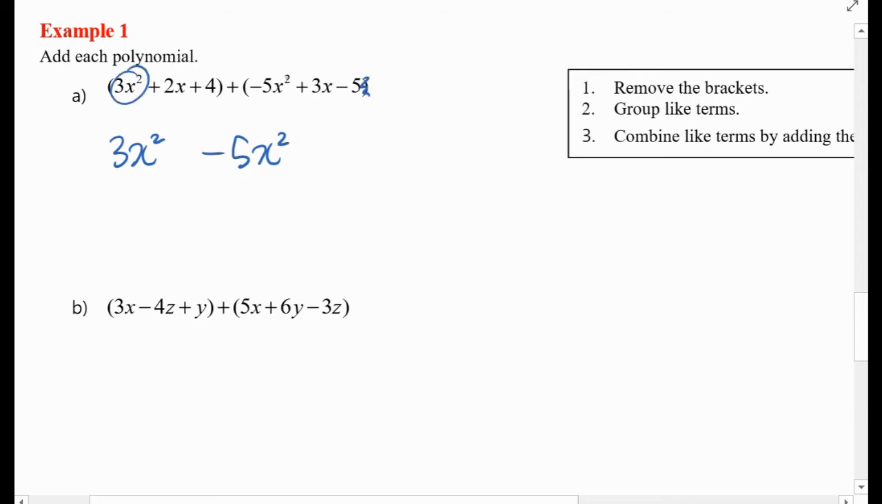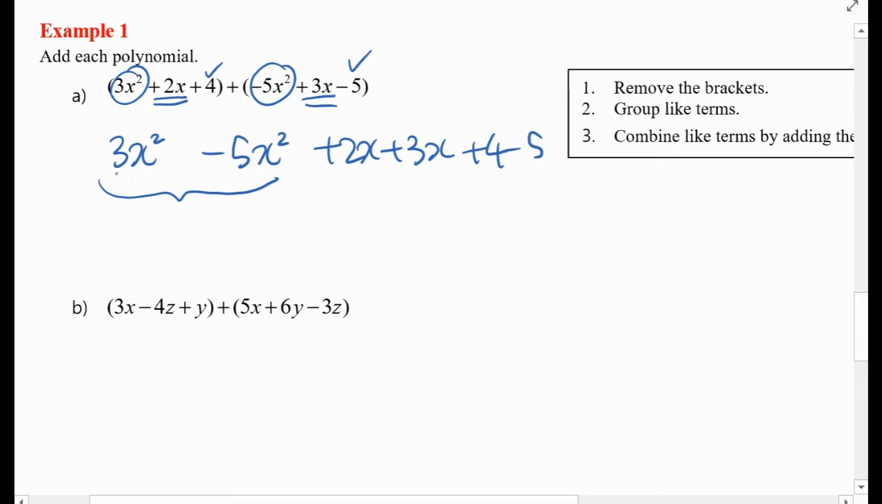They're like terms. 2x and 3x are like terms. 4 and negative 5 are like terms. Collect the like terms and evaluate. 3x squared minus 5x squared is negative 2x squared. 2x plus 3x is 5x. 4 minus 5 is negative 1. So this is the answer.